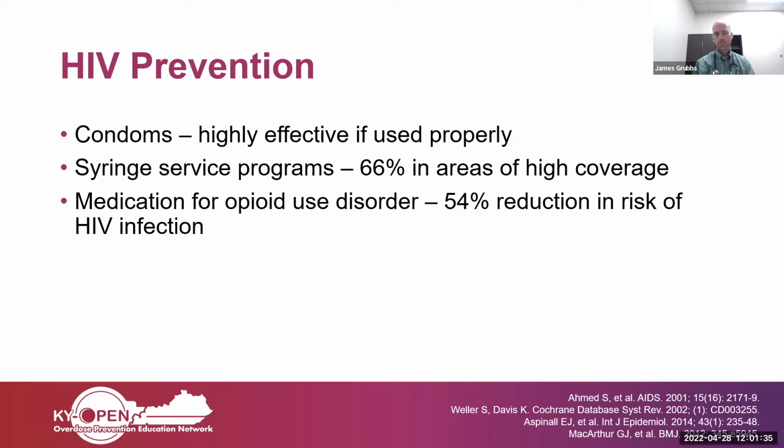So we talked on that topic of HIV prevention. We talked about how condoms are highly effective for preventing sexual transmission of HIV if they're used properly, and that means using them throughout the whole sex act and not just for part of sex. And we talked about how syringe service programs can be effective for HIV prevention for people who inject drugs. And medication for opioid use disorder is also effective in preventing HIV incidence.